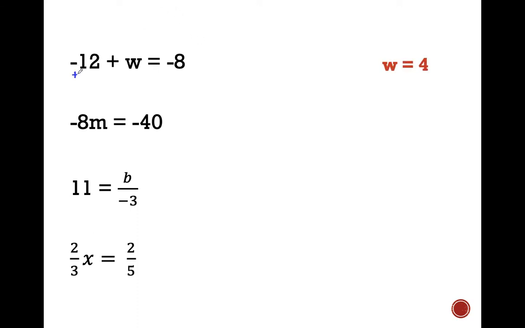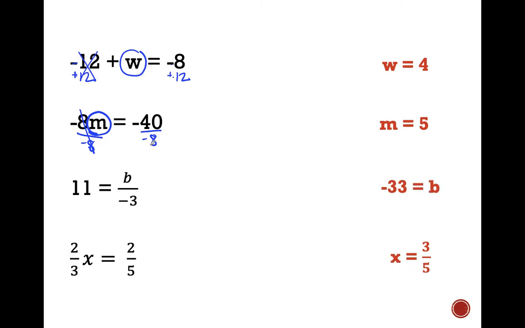For example number 1, we are going to add 12 to both sides, getting the negative 12 and the plus 12 to give us 0, leaving the W. And then negative 8 plus 12 is 4. For our second example, we're dividing both sides by negative 8, canceling negative 8 divided by negative 8 equaling a 1m, and then negative 40 divided by 8 is 5. And I did it again.